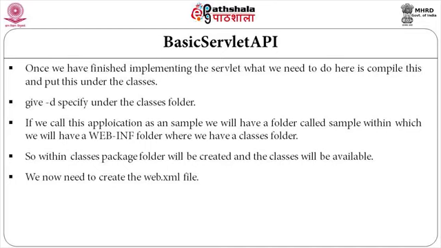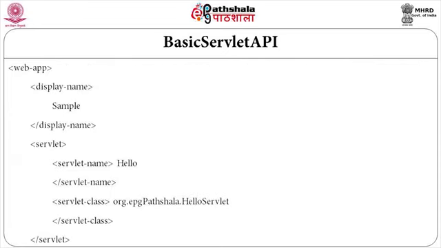Once we generate the class file, we now need to create the web.xml file. In the web.xml file, we have web-app, and the display name, let us call it sample application. Currently in this application we have no initialization parameters, so we are not putting any context parameters, but we are going with one servlet, or maybe we can create two instances of the servlet.